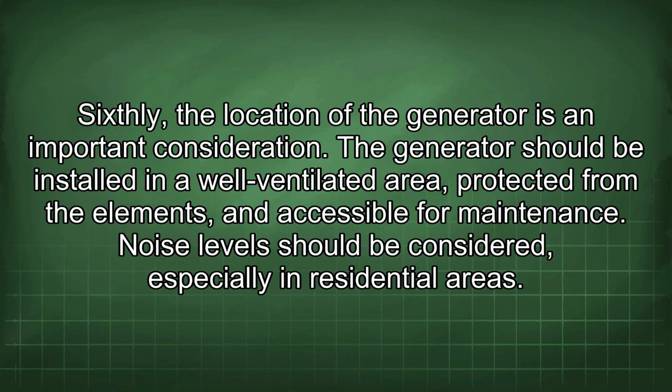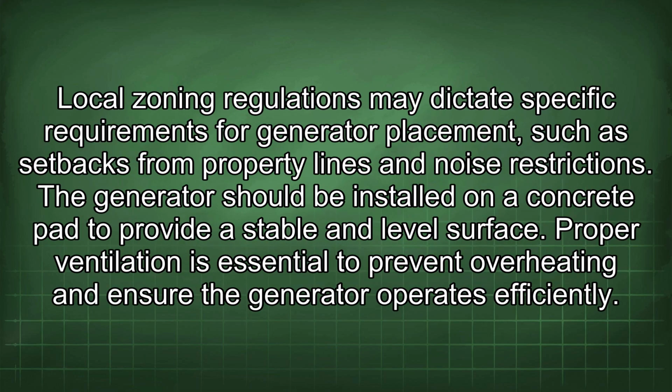Sixthly, the location of the generator is an important consideration. The generator should be installed in a well-ventilated area, protected from the elements, and accessible for maintenance. Noise level should be considered, especially in residential areas. Local zoning regulations may dictate specific requirements for generator placement, such as setbacks from property lines and noise restrictions. The generator should be installed on a concrete pad to provide a stable and level surface. Proper ventilation is essential to prevent overheating and ensure the generator operates efficiently.